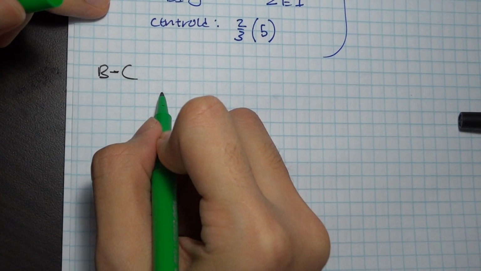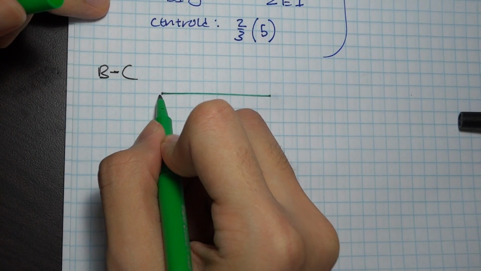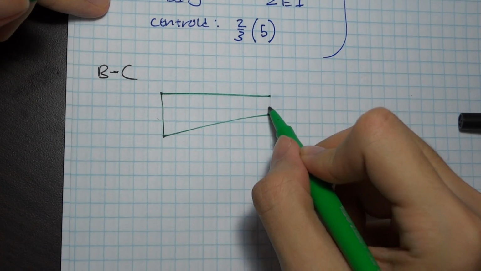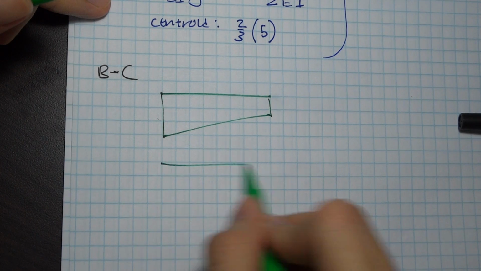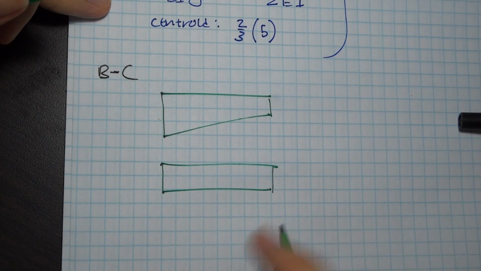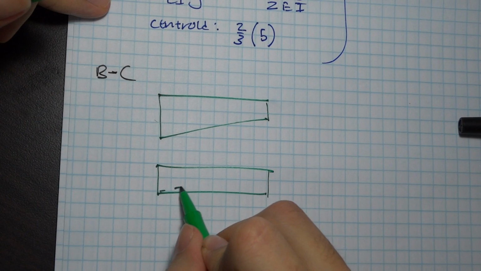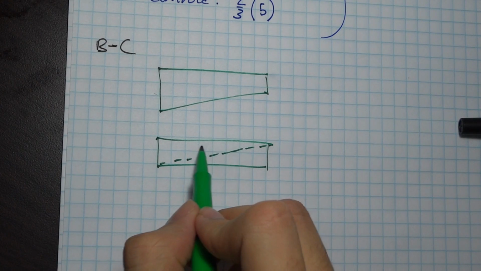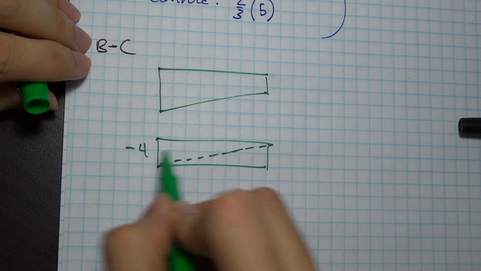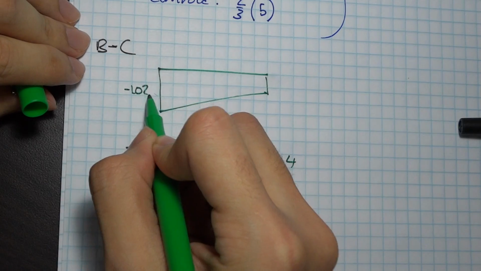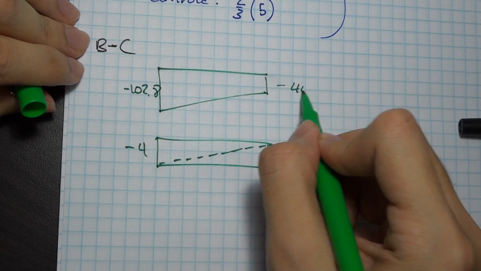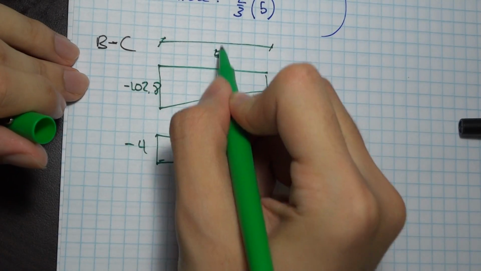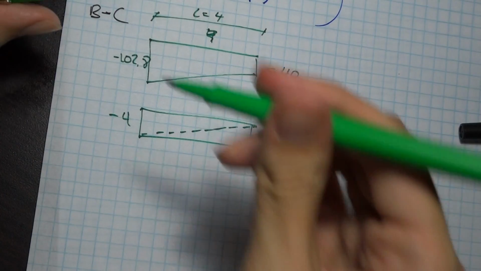So here we have 102.8, and it goes down to 40. And then our Q diagram over here is just a rectangle. Okay, so our Q diagram is a rectangle, so we need to break it up into two parts here. And this is negative 40. Our L here is length 4. L equals 4.